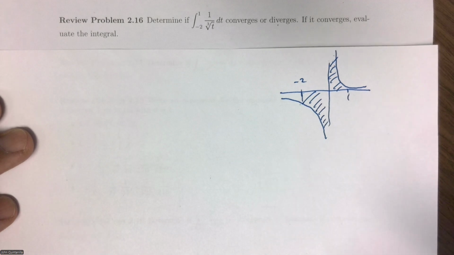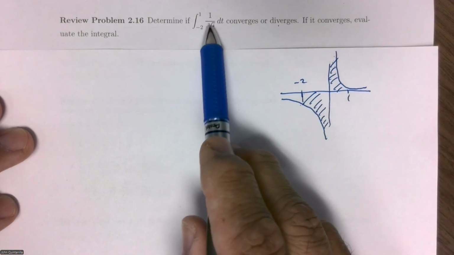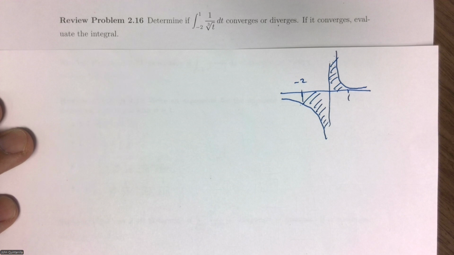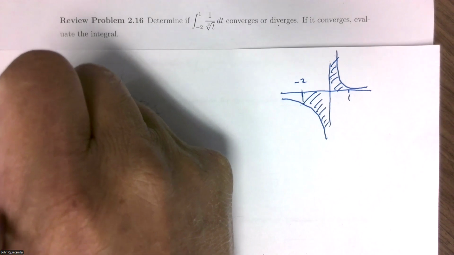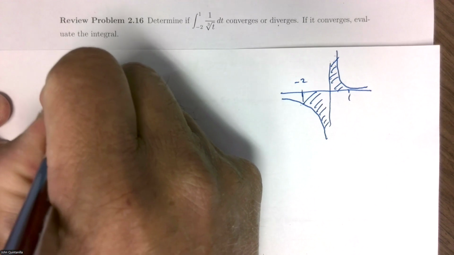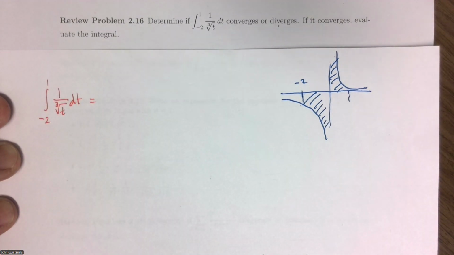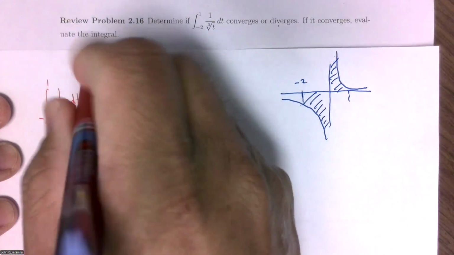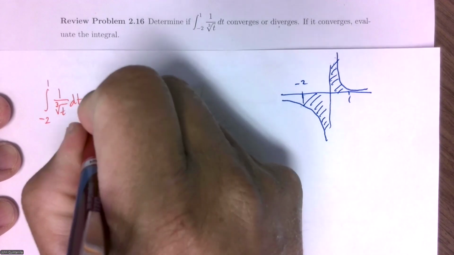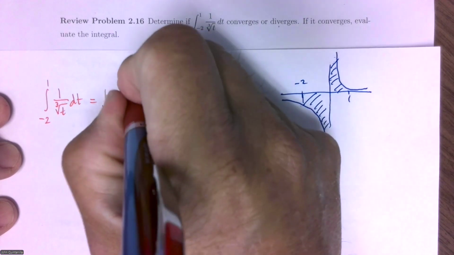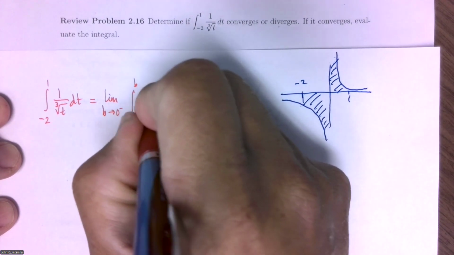Because I have this singularity, this place where the integrand blows up somewhere between -2 and 1, I have to apply the techniques of improper integrals. So the technique we use for this integral from -2 to 1 of 1 over the cube root of t dt, we will split up into two separate things. So this is going to be the limit as b approaches 0 from below of the integral from -2 to b of 1 over cube root of t dt.